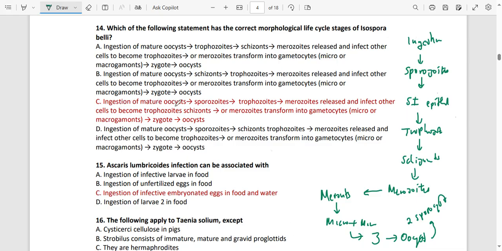Ingestion of mature oocyst is going to produce sporozoids. Sporozoids transform into trophozoites, which will form the merozoites, which are released in other cells to become trophozoite schizonts. And then the schizonts will form merozoites. I know it's a bit, not too good. The merozoites again transform into gametocytes, micro and macro, and then you have got a zygote and oocyst.